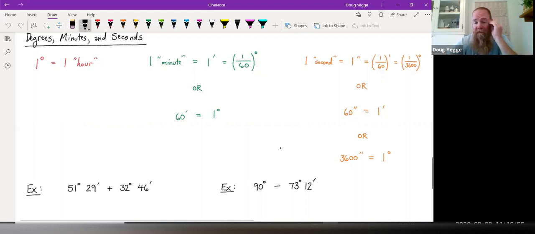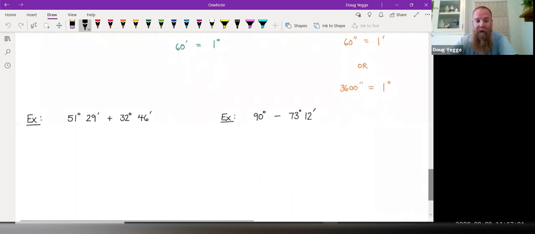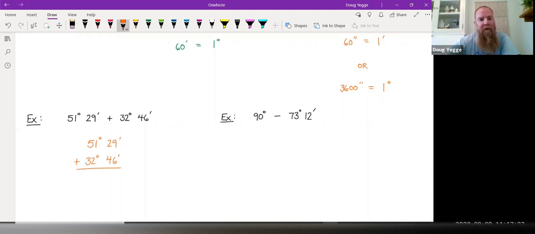So let's go ahead and take a look at these 2 examples here, where we're going to add and subtract some angle measurements that happen to have minutes involved. Okay. So if we were to add together 51 degrees and 29 minutes plus 32 degrees and 46 minutes, why don't we add those in a very similar way to where we would have done this with decimals, where we can add up the degree measurements and we could add up the minute measurements. Okay. So this is going to give me 83 degrees total. And it's also going to give me 75 minutes.